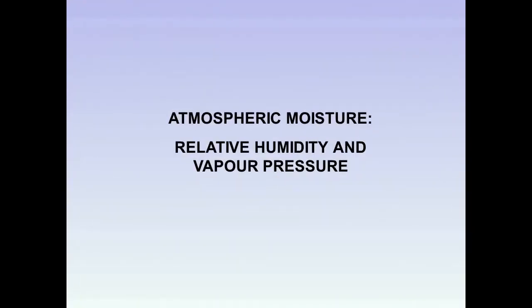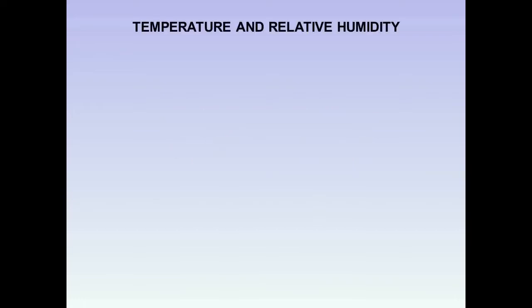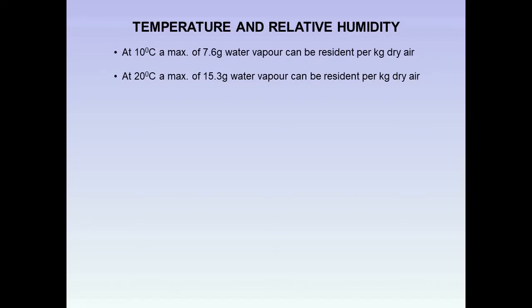So let's first look at relative humidity and vapor pressure. Temperature and relative humidity. At 10 degrees, the air can retain a maximum of 7.5 grams of water vapor per kilogram of dry air. Double the temperature and we roughly double this. So the warmer the air, the more water vapor that can be resident.